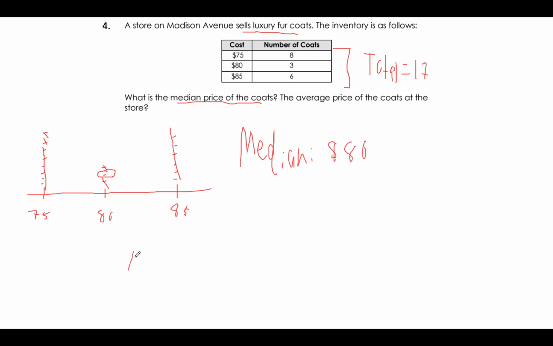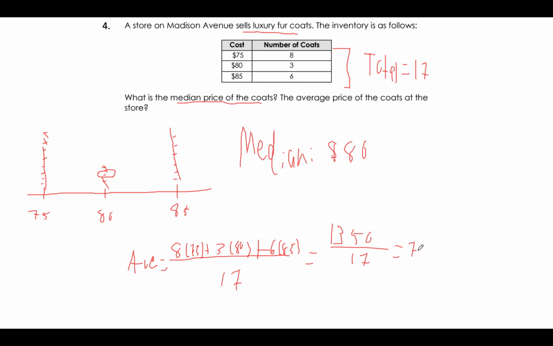And looking for the average, we're going to have to find the sum of all these. So we have 8 at $75. We're going to add all these up. Plus 3 at $80. Plus 6 at $85. We're going to divide that by the total number of coats that there were, which was 17. If we multiply that out, I can save us some time here. It's going to be 1,350 divided by 17. When you divide that, it gives you 79.412. And that is going to be our average there.